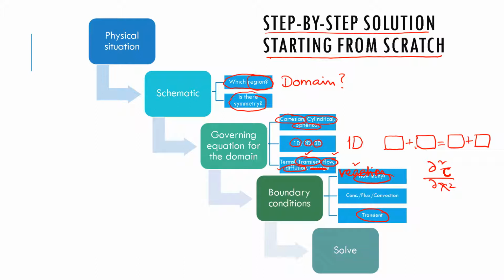Then we decide what type of boundary condition it is. This is often a bit harder. Is it concentration given? Is it flux given? Or is it convection? So once we have all those, now we have defined the governing equation and boundary condition, and then we just get into the detailed solution.